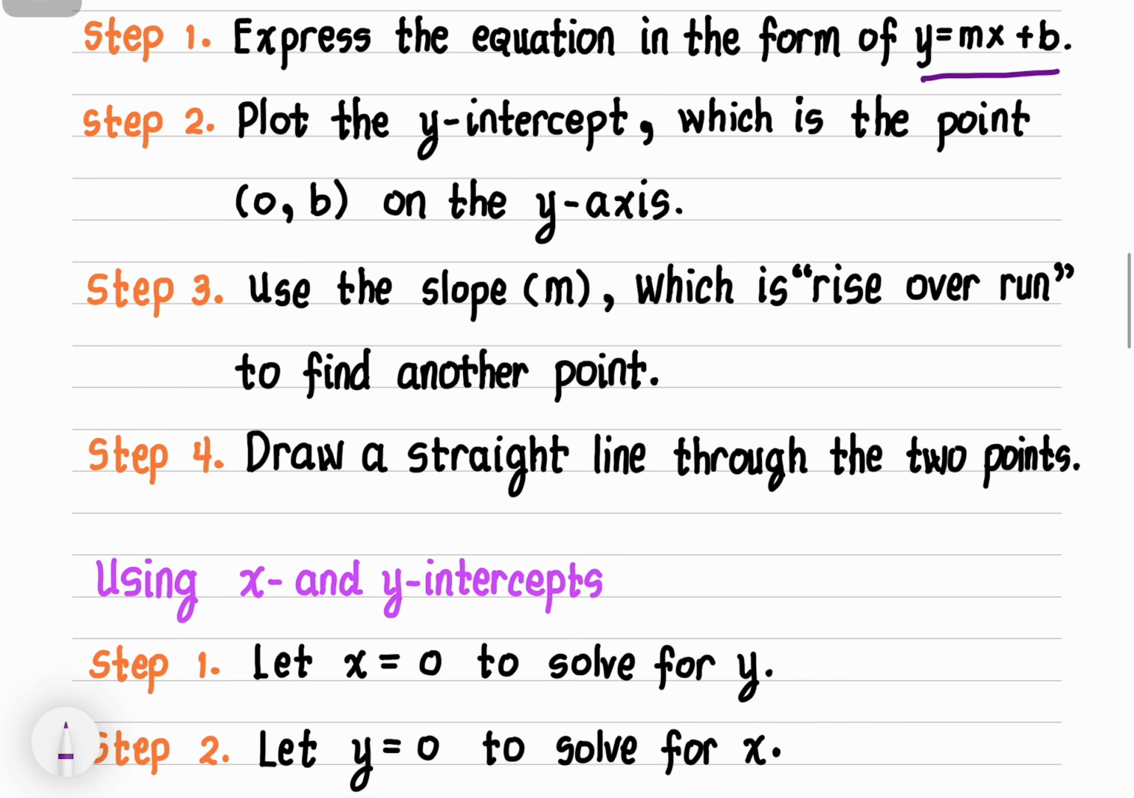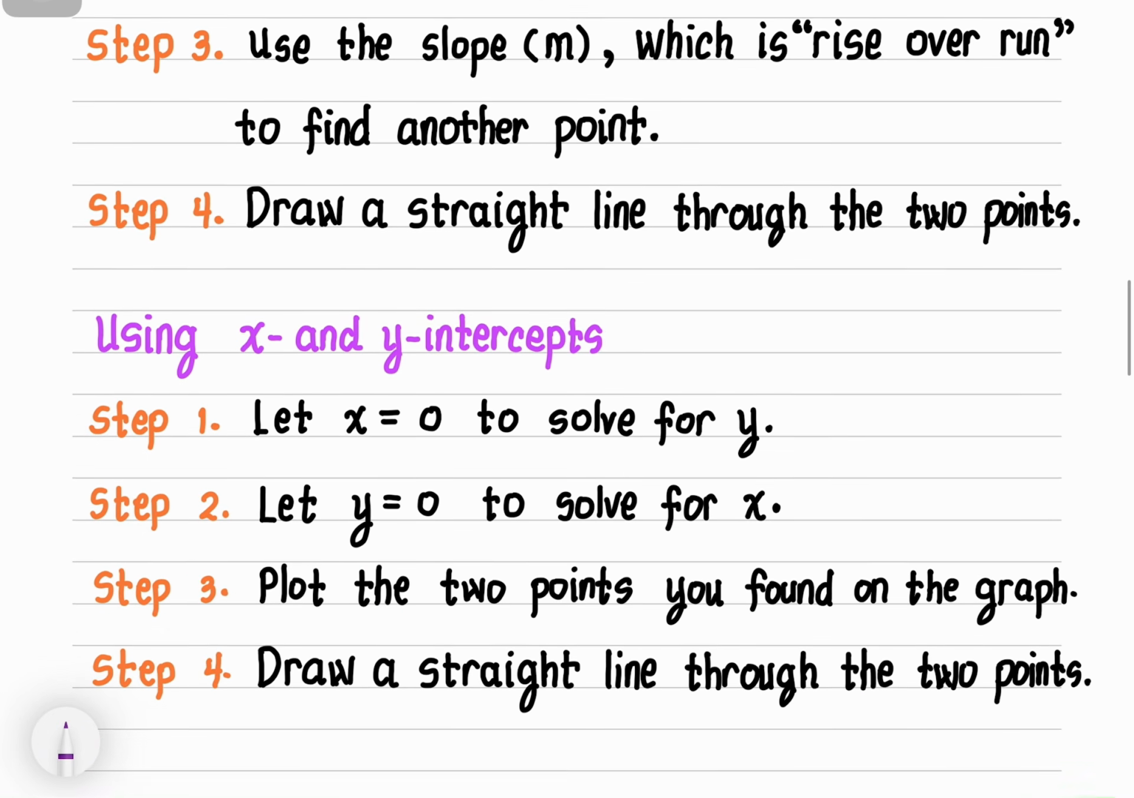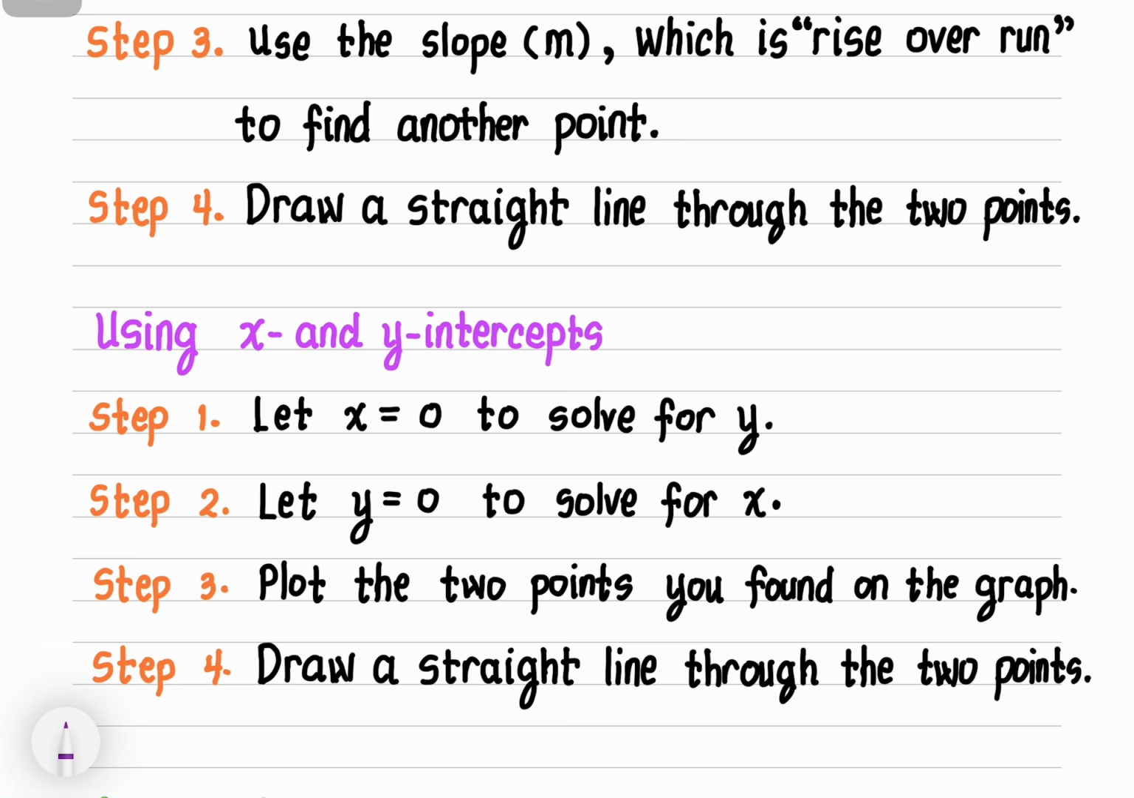And then, kung gagamitin naman natin ang x and y intercepts, so ito yon. Step number 1, let x equal 0, or setting x equal 0 to solve for y. Step number 2, letting y equal 0 to solve for x naman. So, step number 3, after solving the values for x and y, the next thing to do is plot the 2 points you found on the graph. And then, the last step natin, draw a straight line through the 2 points. So, i-connect natin yung dalawang points.